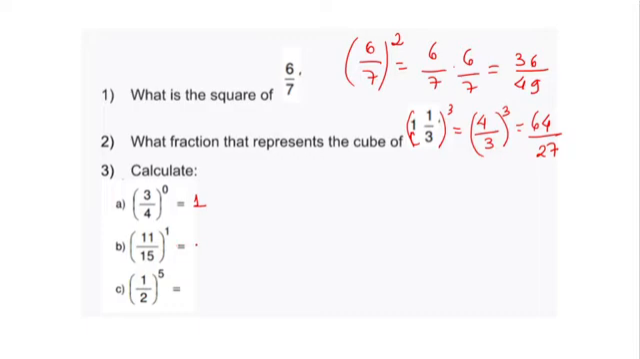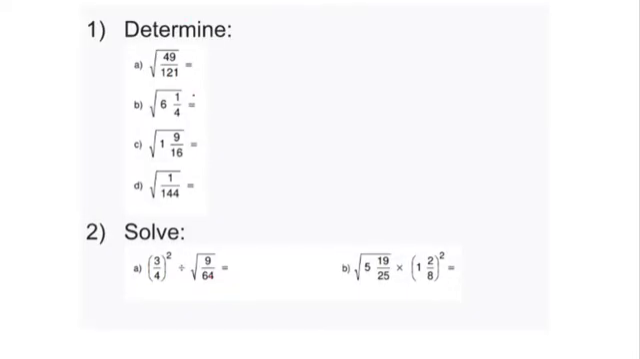Here, any number elevate to the 0 is 1. Any number elevate to the 1 is the number itself. And here, 1 elevate to 5 is 1. 2 elevate to 5. 2 times 2, 4, 8, 16, 32. Right? Now, I have to find the square root of this number.